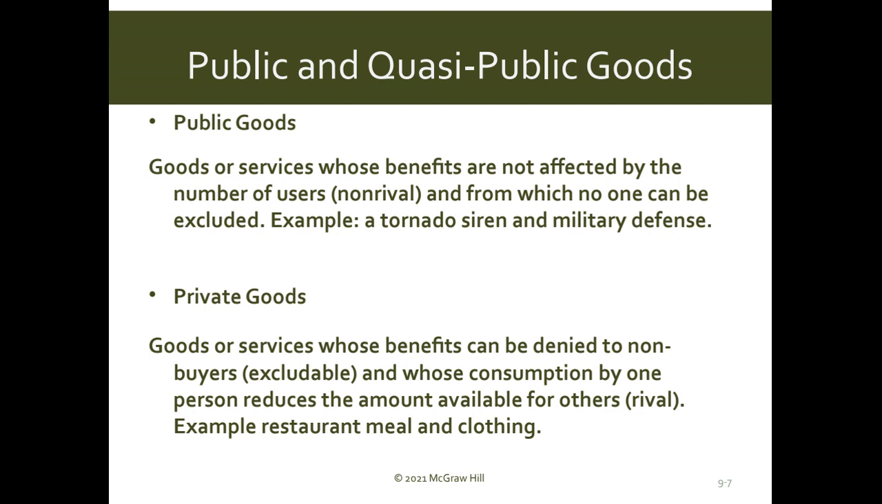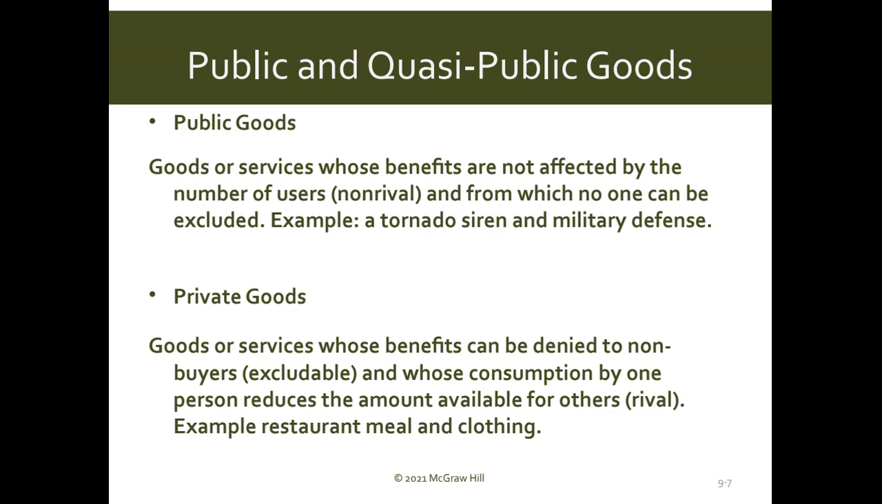So two persons cannot wear one t-shirt at the same time. So it's rival, and also excludable, because if one wears it, the other cannot, and therefore will be excluded. So for private goods, the market works. That is, the perfectly competitive market works for private goods, not necessarily for public goods. Why? Let's see this.